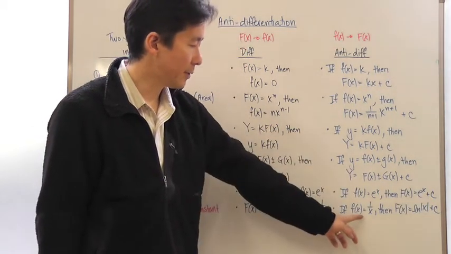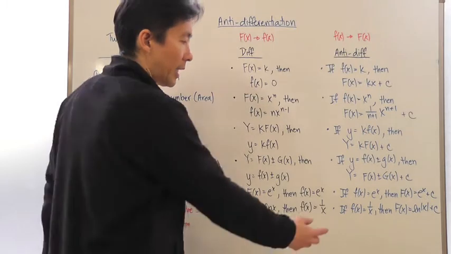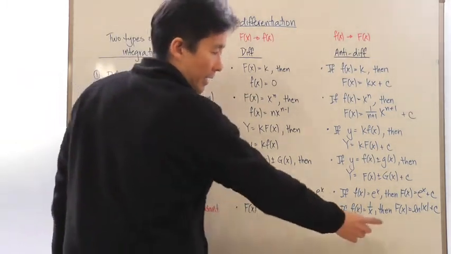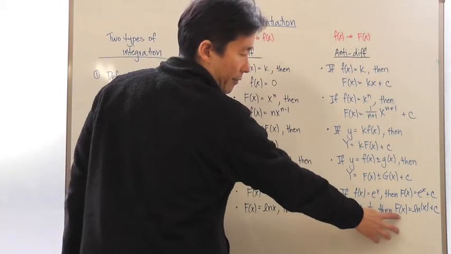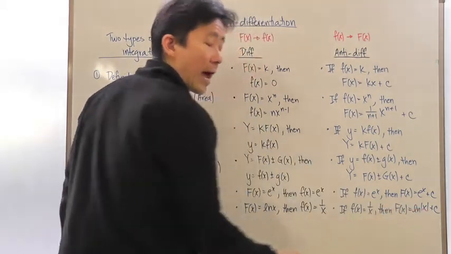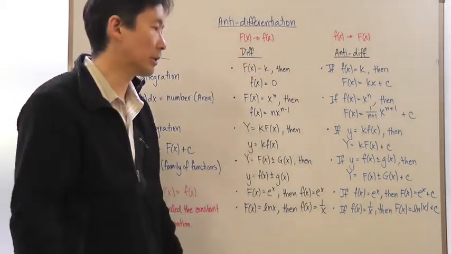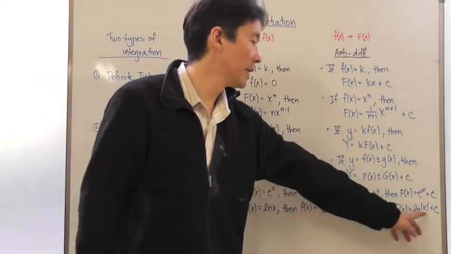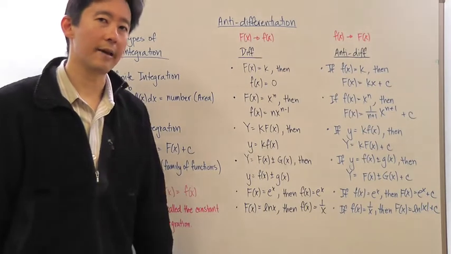And notice that with the logarithm here, if I started off with f of x is equal to 1 over x, then the antiderivative would be capital F of x equals the natural log of the absolute value of x, and then plus the constant c. That's going to be an important point.